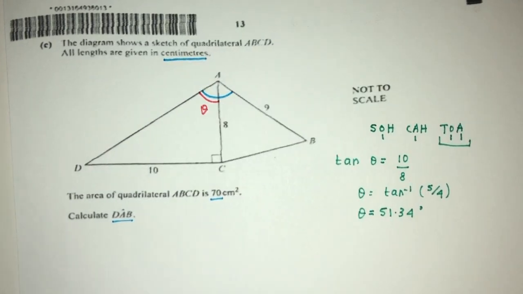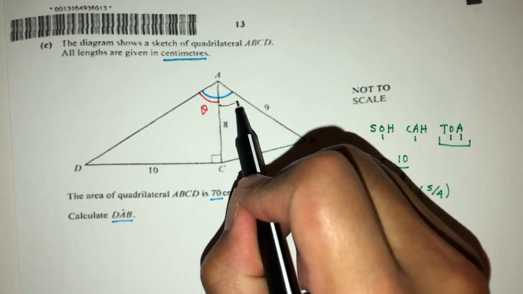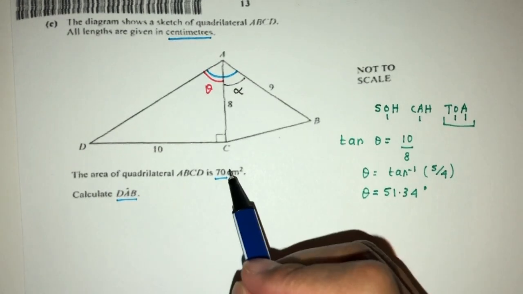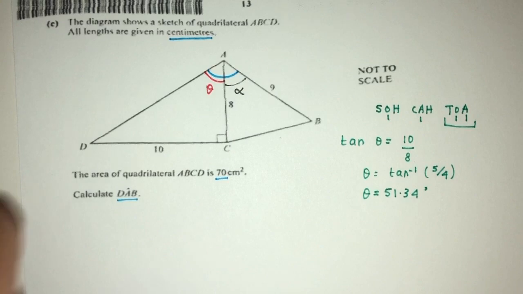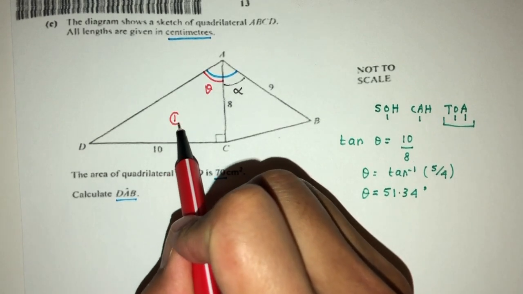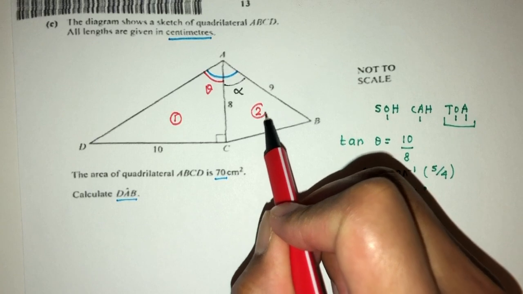This is one part of the angle, right? Now we have to find this one. Let's call this alpha. Now again, there's a reason why you're given the area. You have to use that value. So how would you find the area of this whole shape? We have to break this down into two parts. That's the main idea behind this. So we have this one part and number 2.